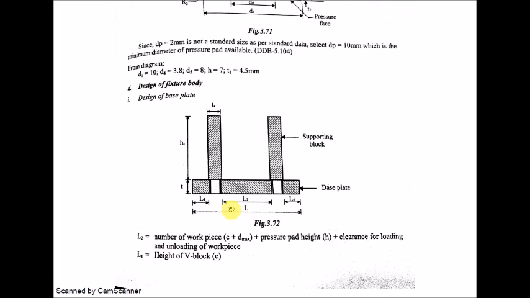In order to find the length L2, it is equal to the number of workpieces into C plus D max. So what is C?